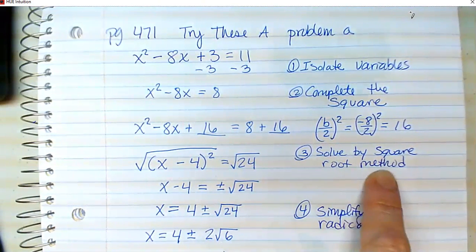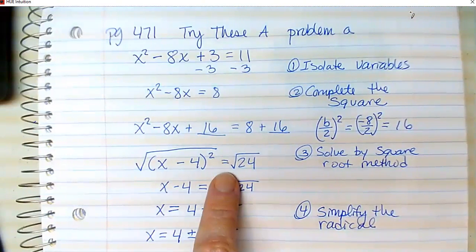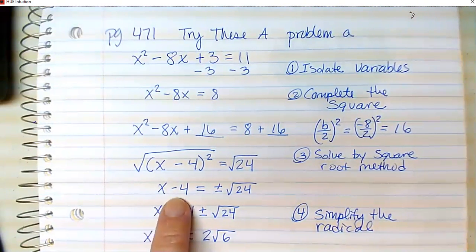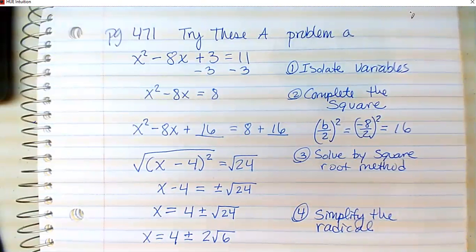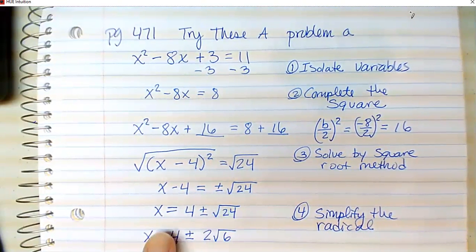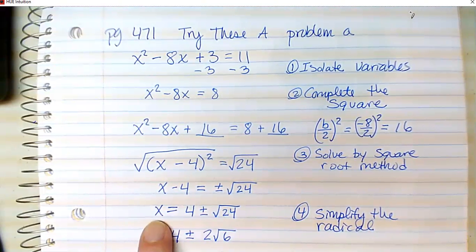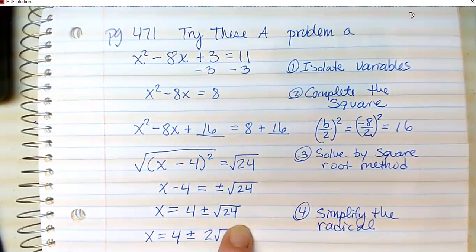Step 3, solve by the square root method. This is what you did last week. Took the square root of both sides. So that gives us x minus 4 is equal to plus or minus the square root of 24. I'm going to move the 4 over to the right-hand side, so I added 4 to both sides. That gave me x equals 4 plus or minus the square root of 24.